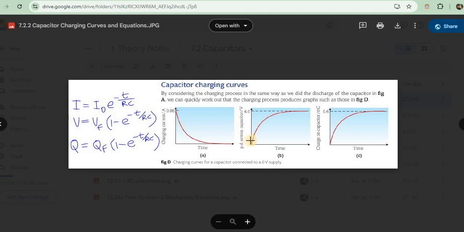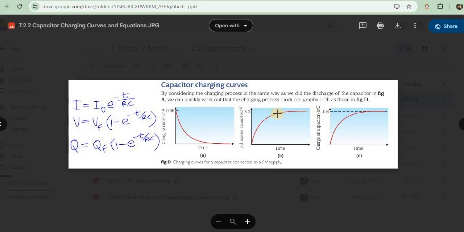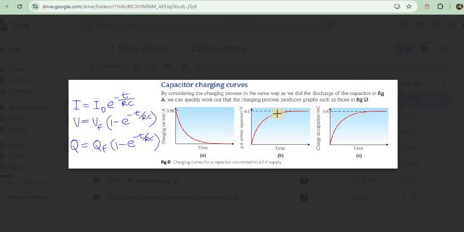Same thing here. See, the slope, the rate at which the potential difference increases, the gradient, decreases with time, and eventually it becomes 6 volts. When it is charging, it reaches the maximum value, which is the EMF, or terminal potential difference, across the cell that is charging it. Remember, there is a difference between terminal potential difference and EMF.